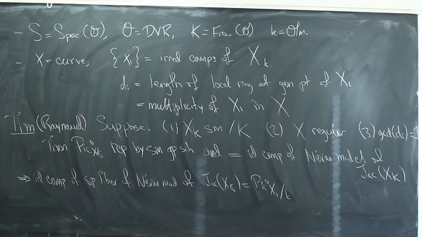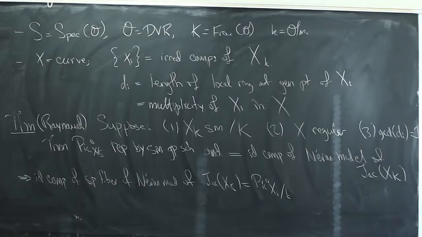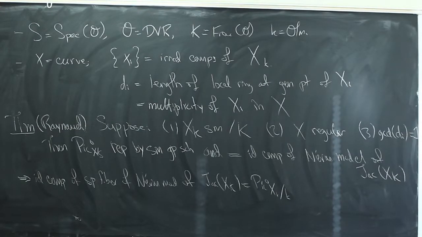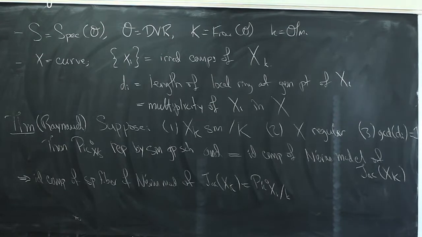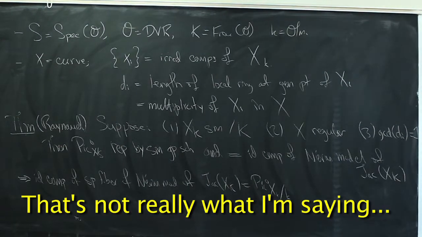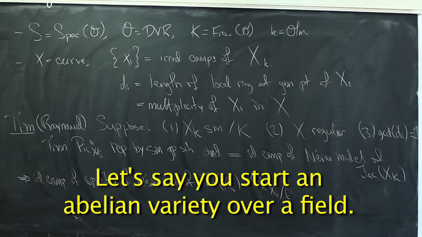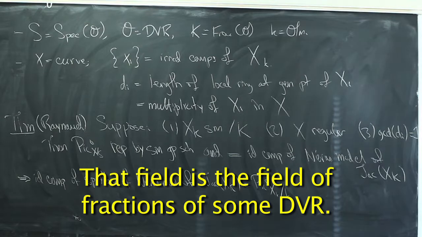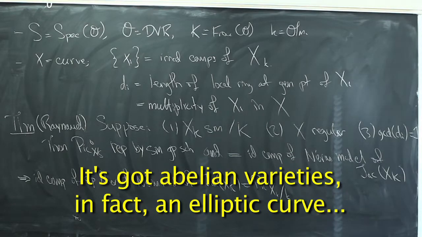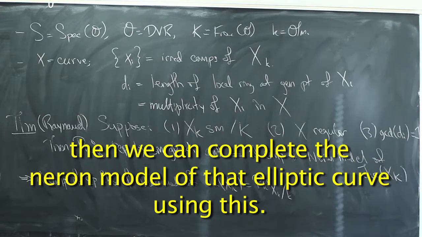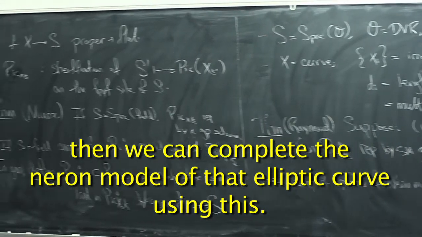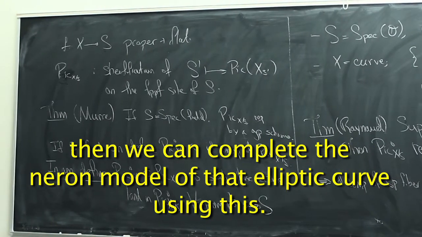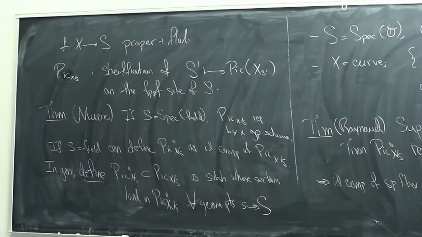Pic zero of what? I mean, if you have an abelian scheme over O, then there's really not much to do. It has good reduction, and its Pic zero will be the dual thing. Yeah, I mean, if you find a model for that curve first, right?